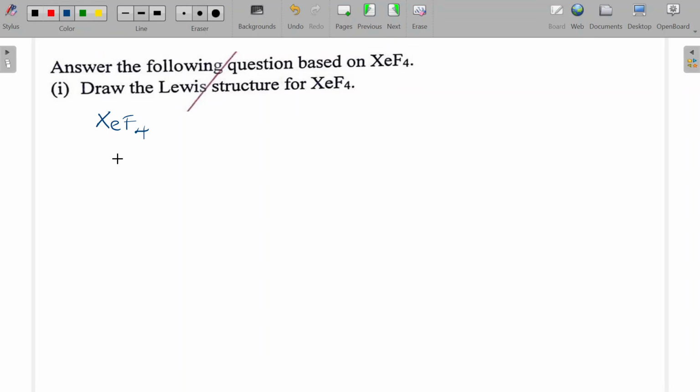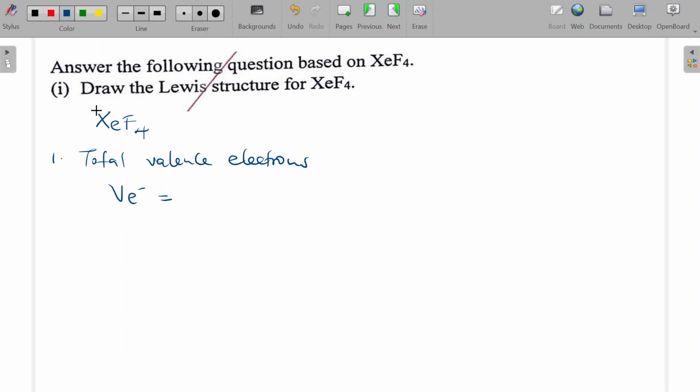So this is a compound. This is the molecular formula of it. Now the first thing you do is to find the total valence electrons of this compound. So number one, you calculate the total valence electrons. That's the first thing you're going to do. You're going to say that the valence electrons is equal to, so here you have xenon. Valence electrons are those electrons that are found in the outermost shell.